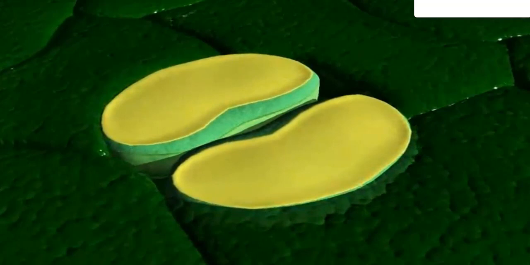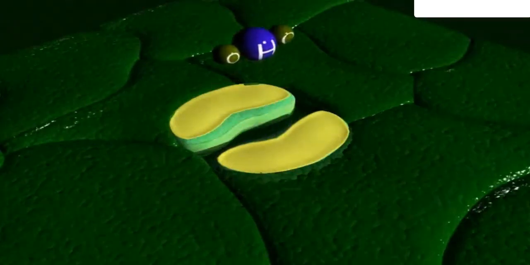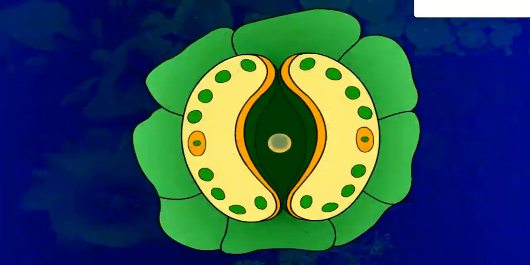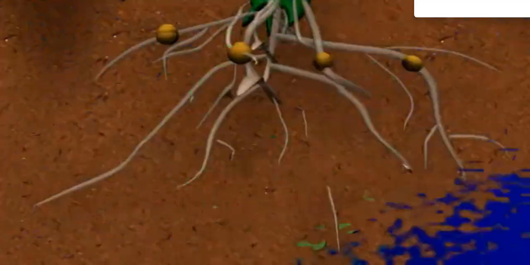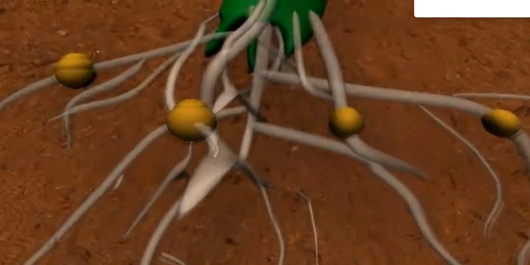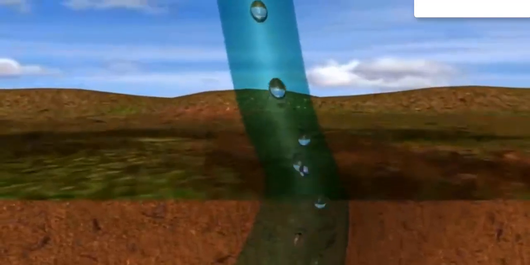The opening and closing of the pores is a function of guard cells. The guard cells swell when water flows into them, causing the stomata pores to open. Similarly, the pores close if the guard cells shrink. The other raw material for photosynthesis, that is water, is taken up from the soil by the roots in plants.